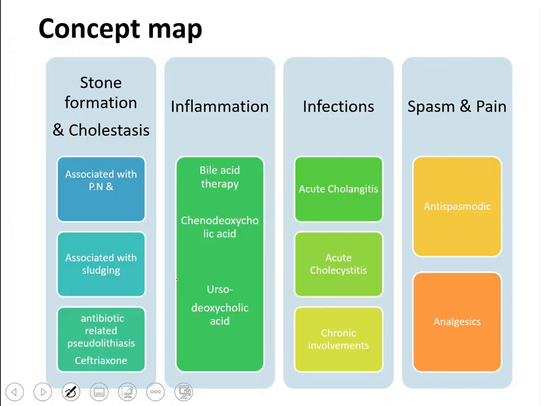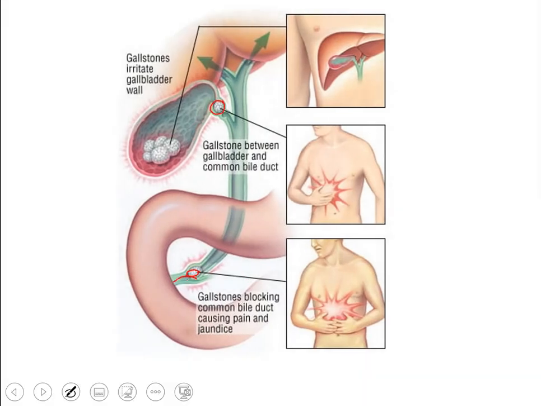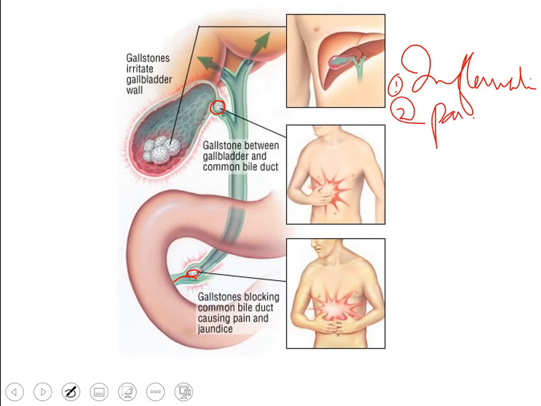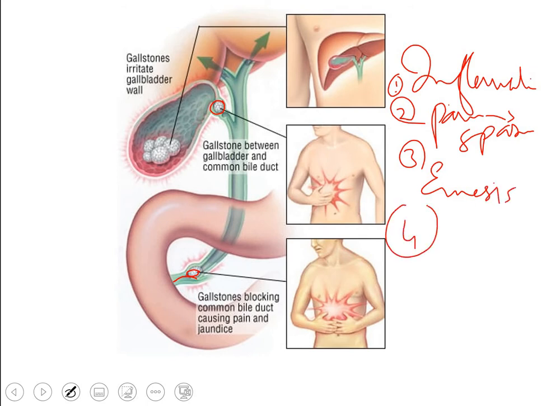So what is the concept map? There is inflammation. Once inflammation is there, there will be pain, pain due to the spasm of these smooth muscles, and there may be emesis, a nauseating effect, and pain. And there may also be a bacterial infection.